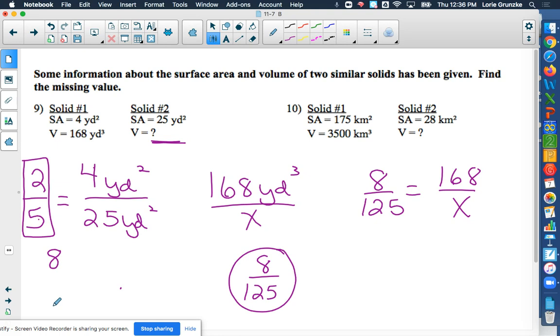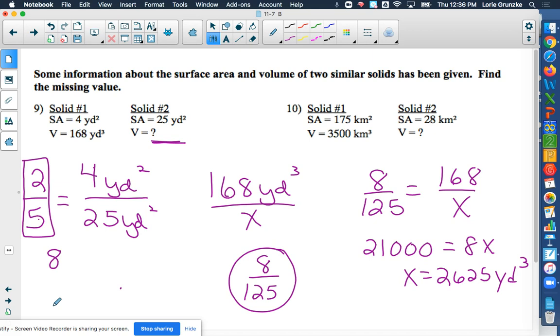So you take your calculator. 168 times 125, you get 21,000 equals 8x. Divide that great big number by 8. X will equal 2,625 yards cubed.